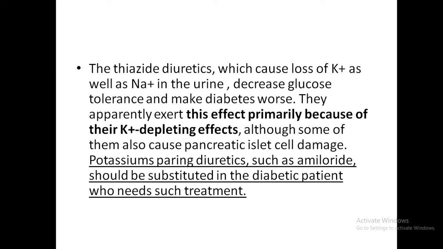The thiazides, which cause hypokalemia and which cause loss of potassium and sodium, decrease glucose tolerance and make diabetes worse. This is primarily thought to be because of the potassium-depleting effects. So in diabetes patients who have bad blood sugar control, potassium sparing diuretics such as amiloride could be substituted.